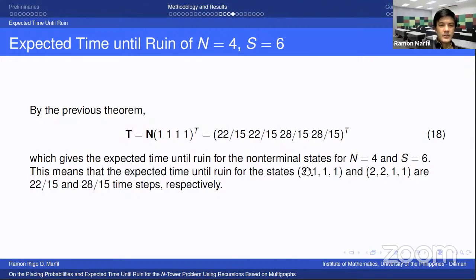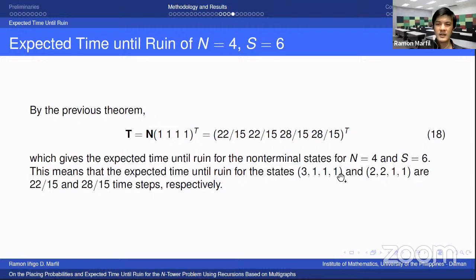Okay? And notice, mas malaki yung expected time until ruin para dito sa state na to, sa 2211 compared dito, dahil if we start with the state 3111, mas expected natin na mas mabilis maruruin or mauubos yung wealth ng mga players dahil meron tayong tatlong players dito na may wealth na 1.